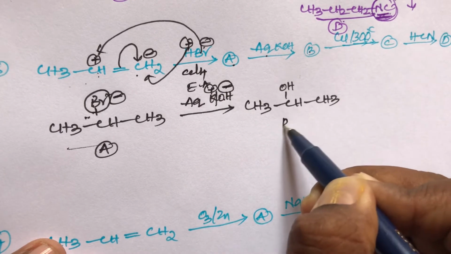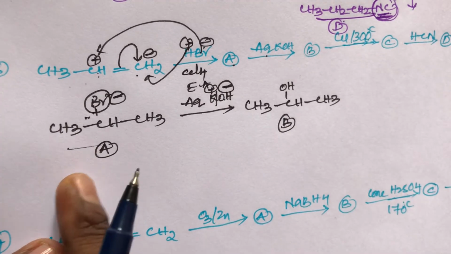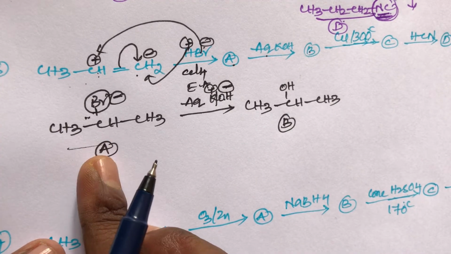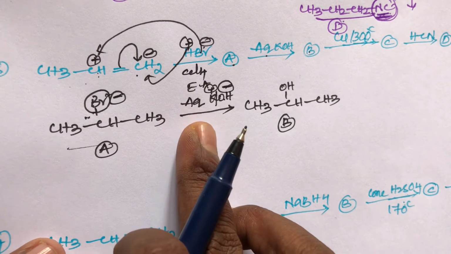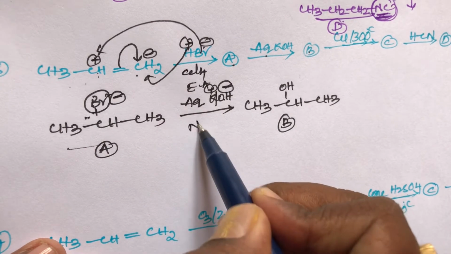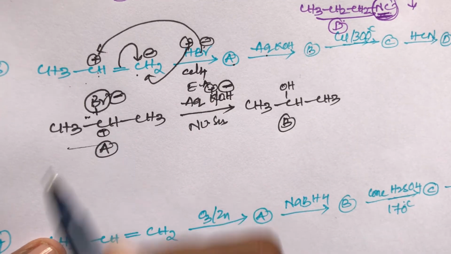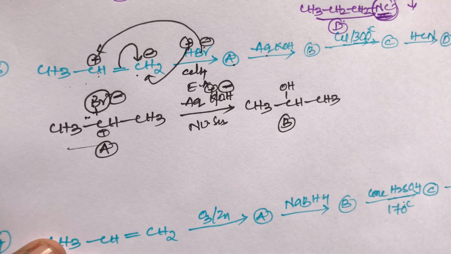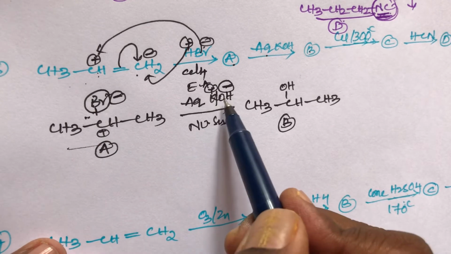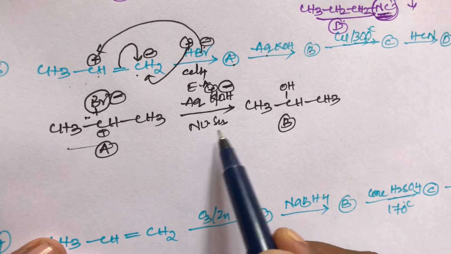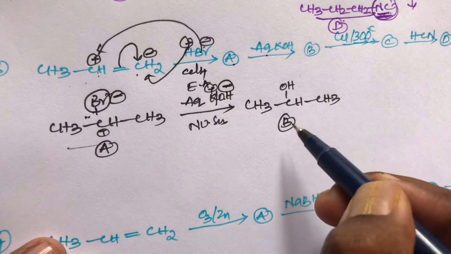This is compound B, students. Compound A, 2-bromopropane, reacts with aqueous KOH. This aqueous KOH belongs to nucleophilic substitution reaction. This Br minus is on this carbon plus. This Br minus is a nucleophile, and this nucleophile is replaced by another nucleophile. That is why it is called nucleophilic substitution reaction. This is how compound B is found.